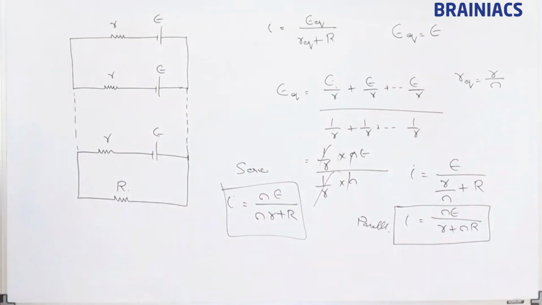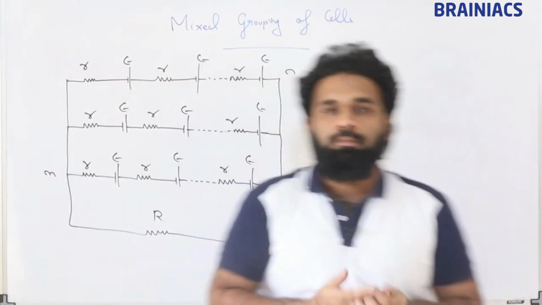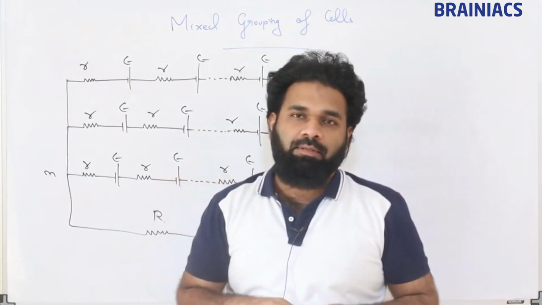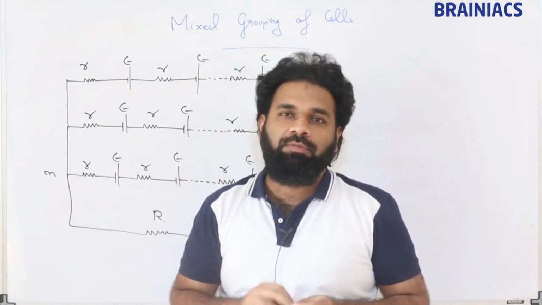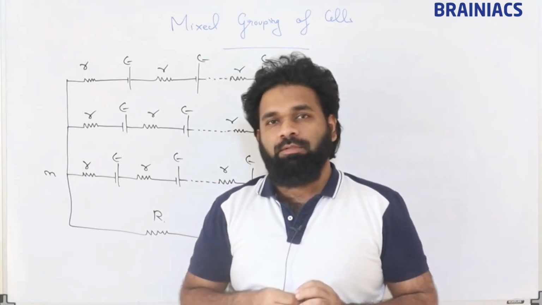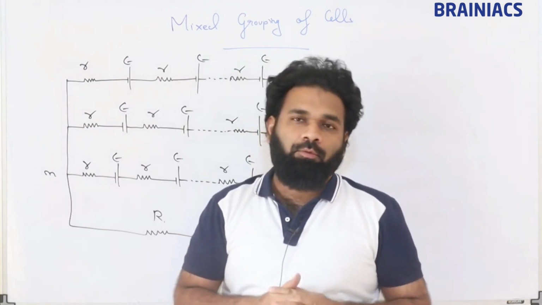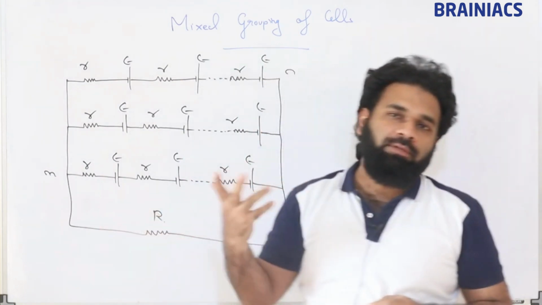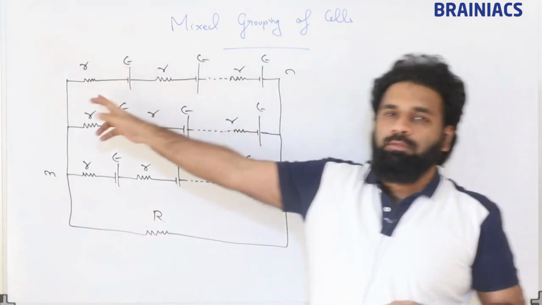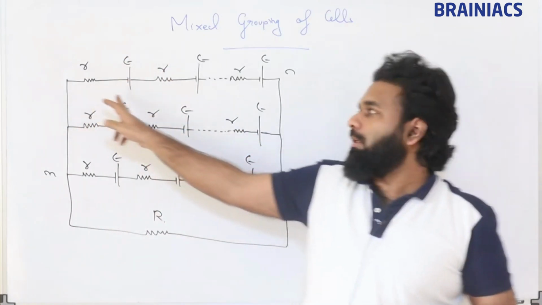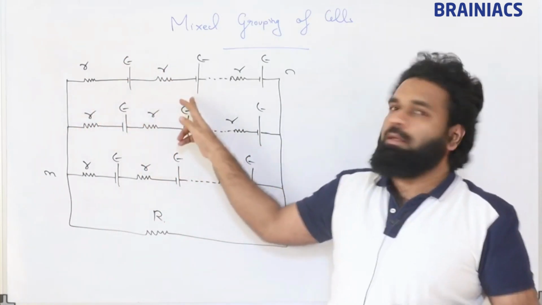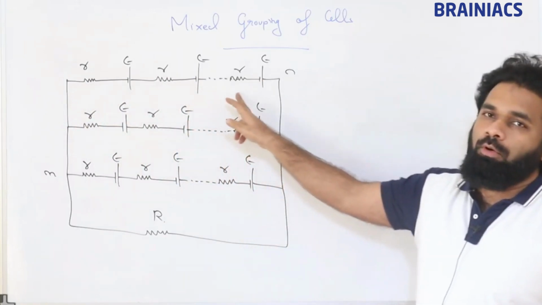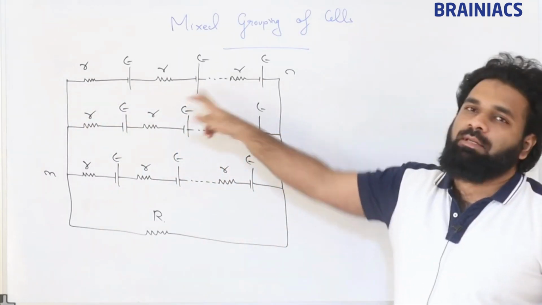Compare and study. So okay students, today we have continued with the parallel grouping of cells. We did some problems also. So see students, this is mixed grouping of cells. We have seen series grouping of cells and parallel grouping of cells. In mixed grouping you can see both. Look at this. So here R, E, then dot dot dot, that is so many cells and internal resistances.